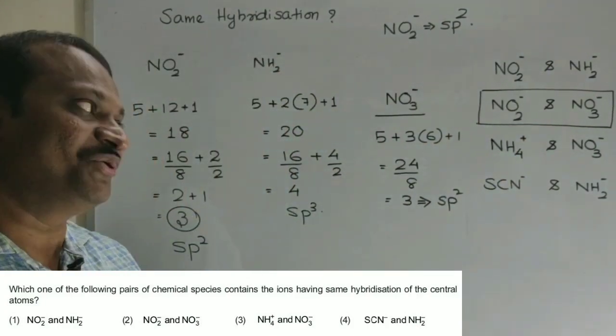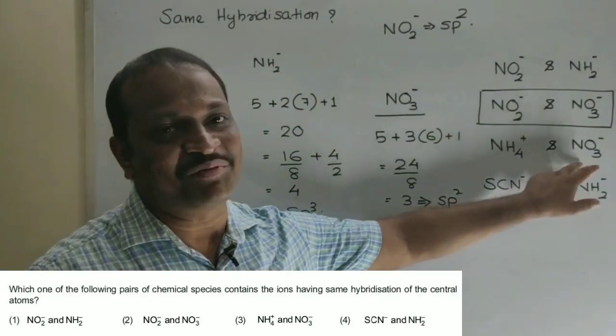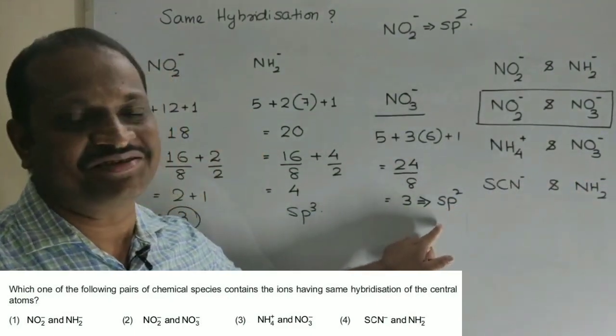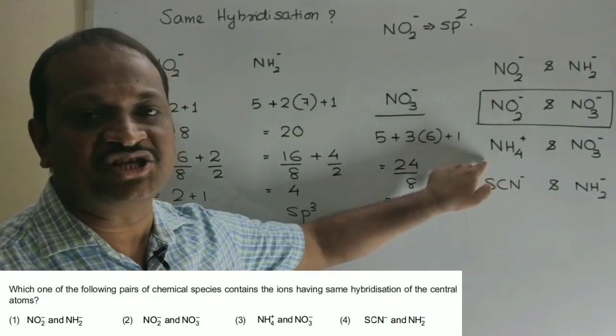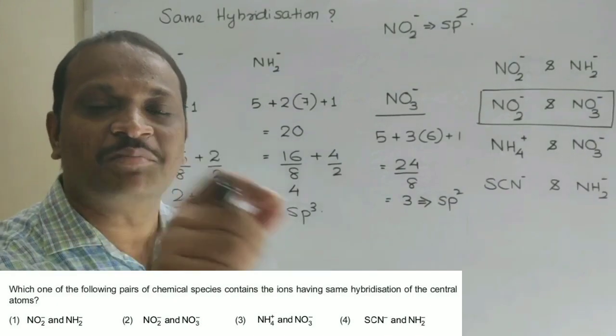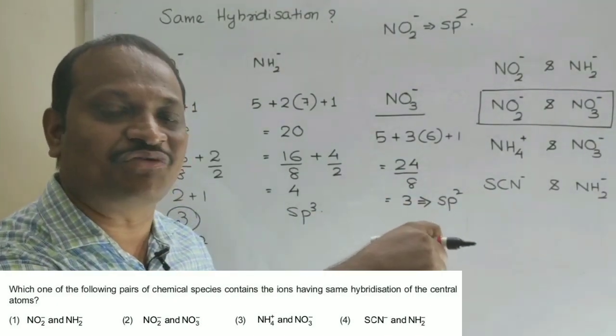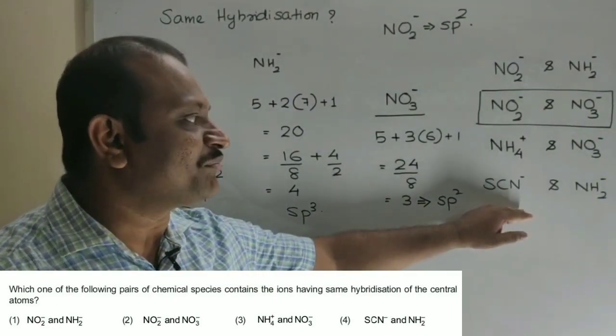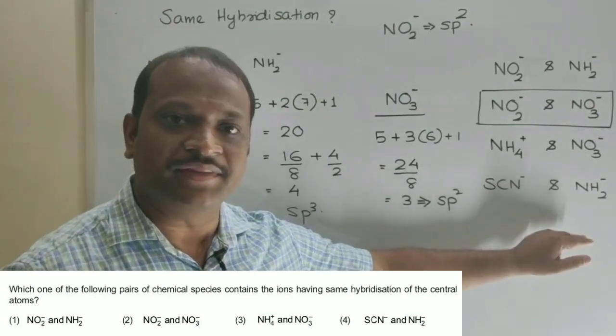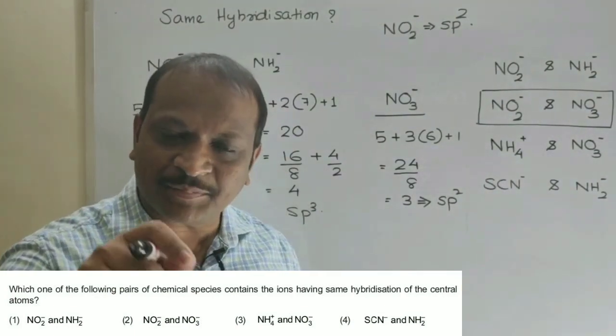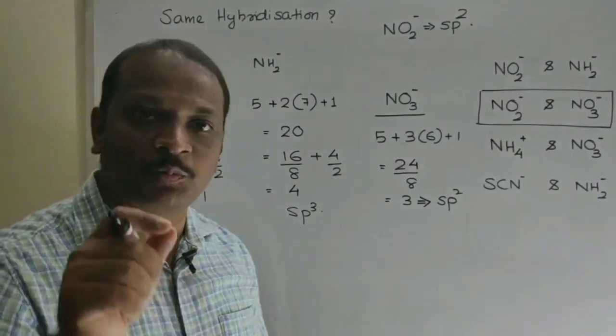Now, if you go with the next option, we have NO3 minus. We already found NO3 minus is sp2. And what about NH4 plus? sp3. You can practice in the same manner; I am not solving that. Next, we have SCN minus and NH2 minus. That also you can practice yourself. So in this particular question, our answer is option 2.